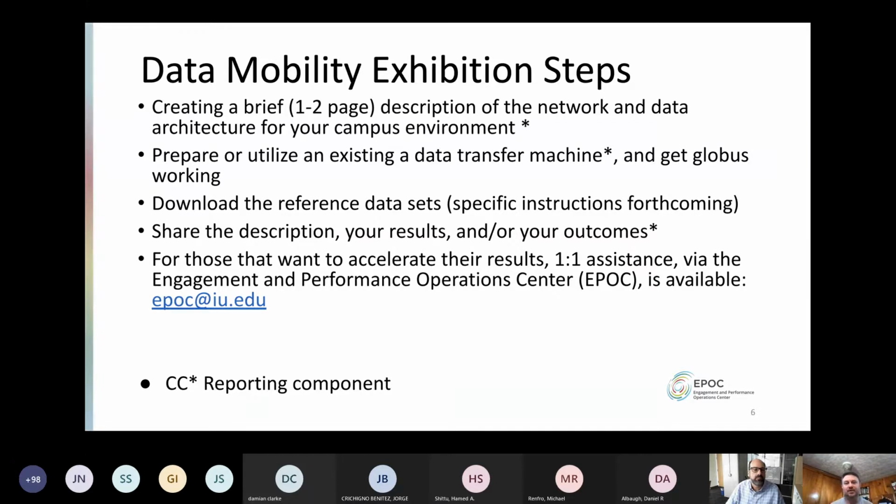But a few of these components, other than uploading and downloading the data sets, are CC Star reporting components. So you have results from where you started through the changes you've made to your final result. A lot of these things, this platform and framework will provide you data according to these pieces.